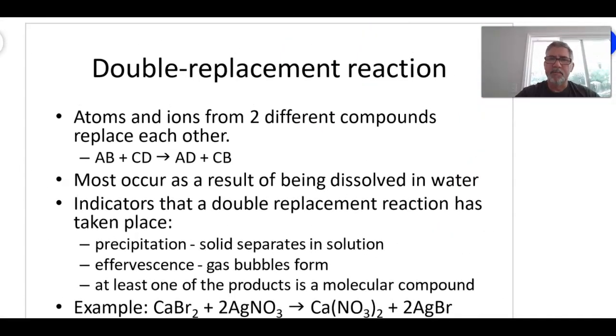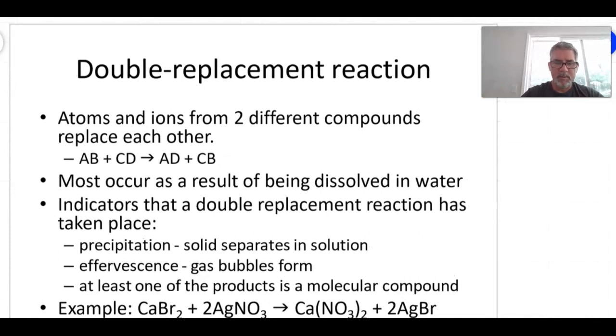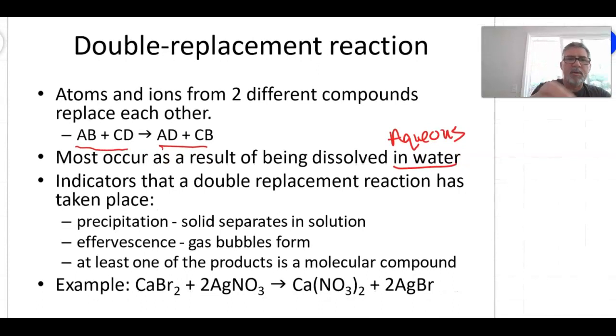We have a double replacement. Single and double are similar, but with double, everything in the reactants and products is a compound. This is in water again, so it's aqueous. These take place in aqueous compounds. And really what's happening here is the metals and nonmetals are swapping. A combines with D and C combines with B, so the metals and nonmetals combine together.